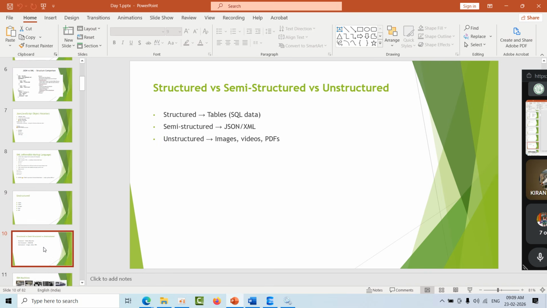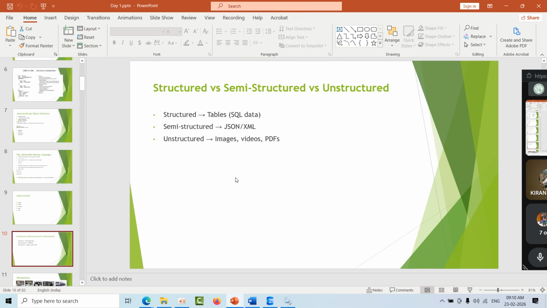Okay, now in a simple way, structured means tables with simple rows and columns. Semi-structured means JSON or XML. Unstructured means images, PDFs, videos. This is the difference between semi-structured and structured. This is one of the level 1 interview questions, so that's the reason I covered it here.